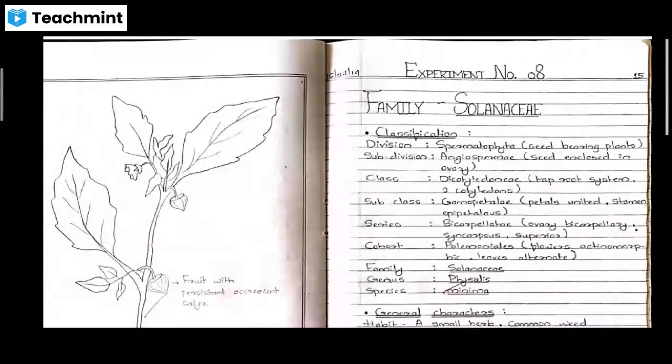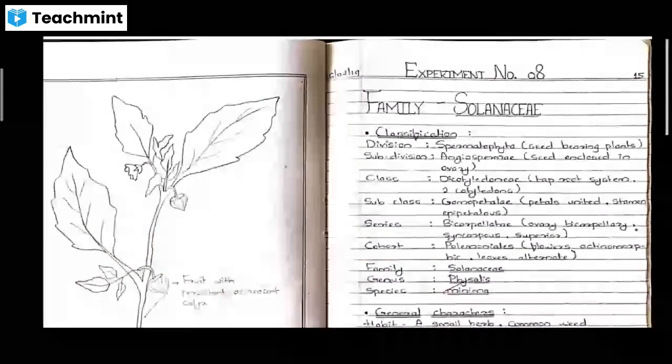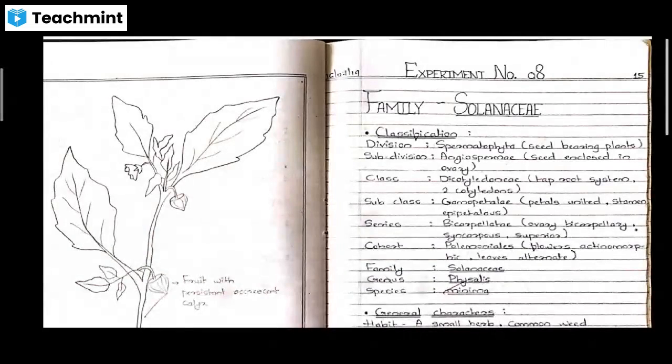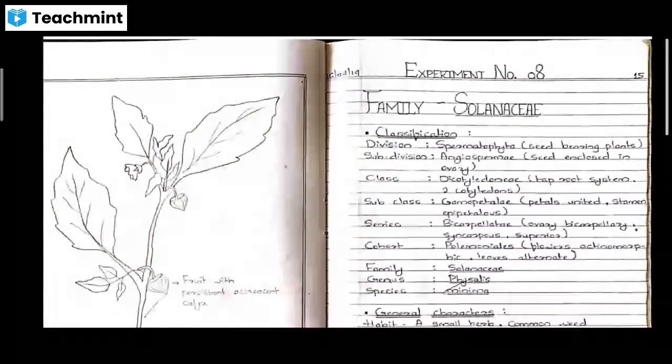Then series is Bicarpellatae. That is, the ovary is bicarpellary. These two carpels are present. Then syncarpous, jointed ovaries are there. Then superior ovary. Below the ovary, all floral parts are present. Then cohort is Polemoniales, that is, flowers are actinomorphic and leaves are alternately present. So then family Solanaceae. Here the example we take is genus Physalis and species minima.